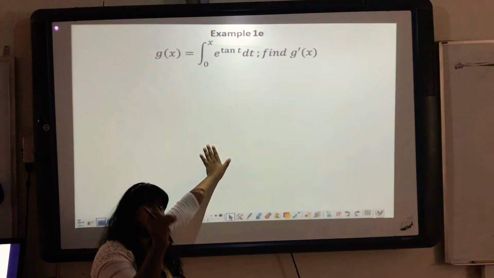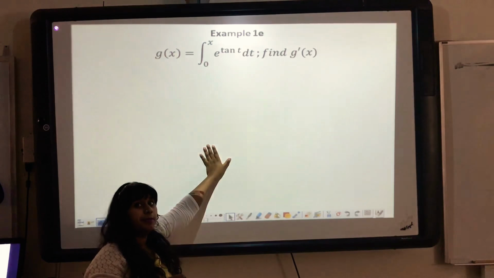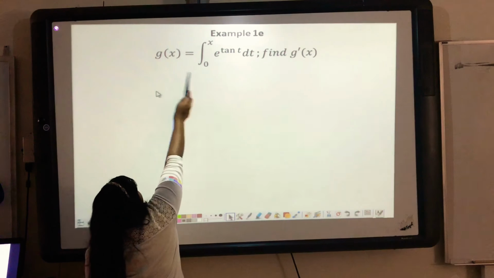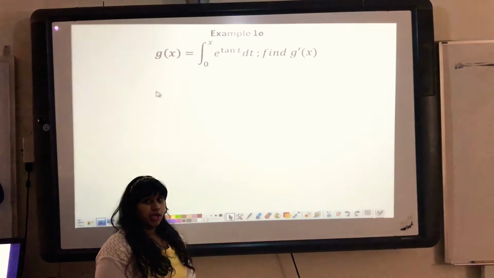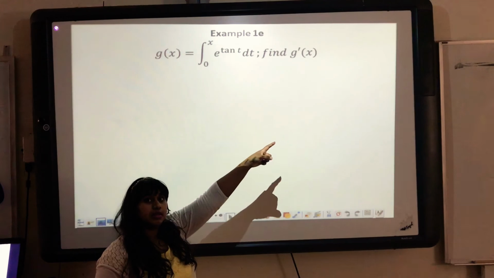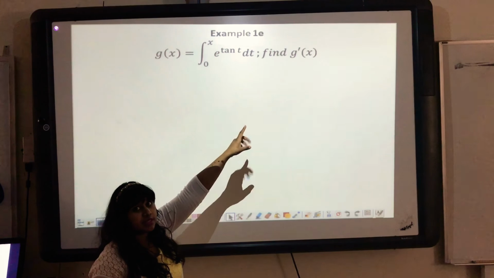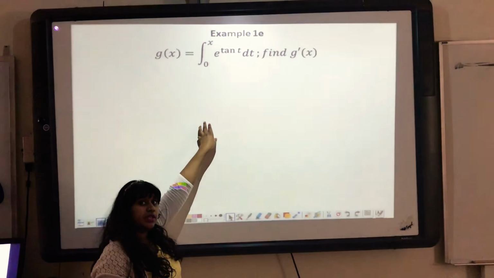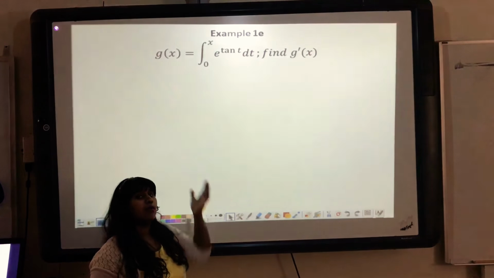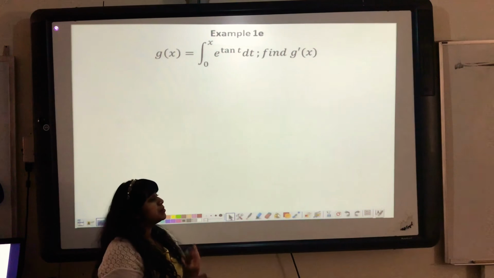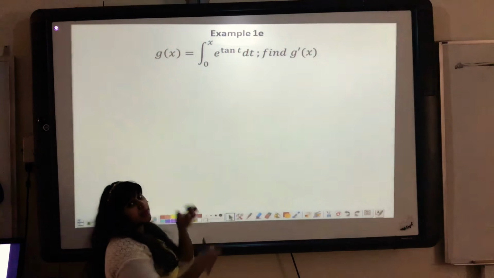Let's just break that down very, very simply. So g of x is equal to my integral. So what does g prime mean? Take the derivative. So g prime tells me I am taking the derivative of my integral. Is that what we've been doing this whole time? It absolutely is. This is just another form that you can see.